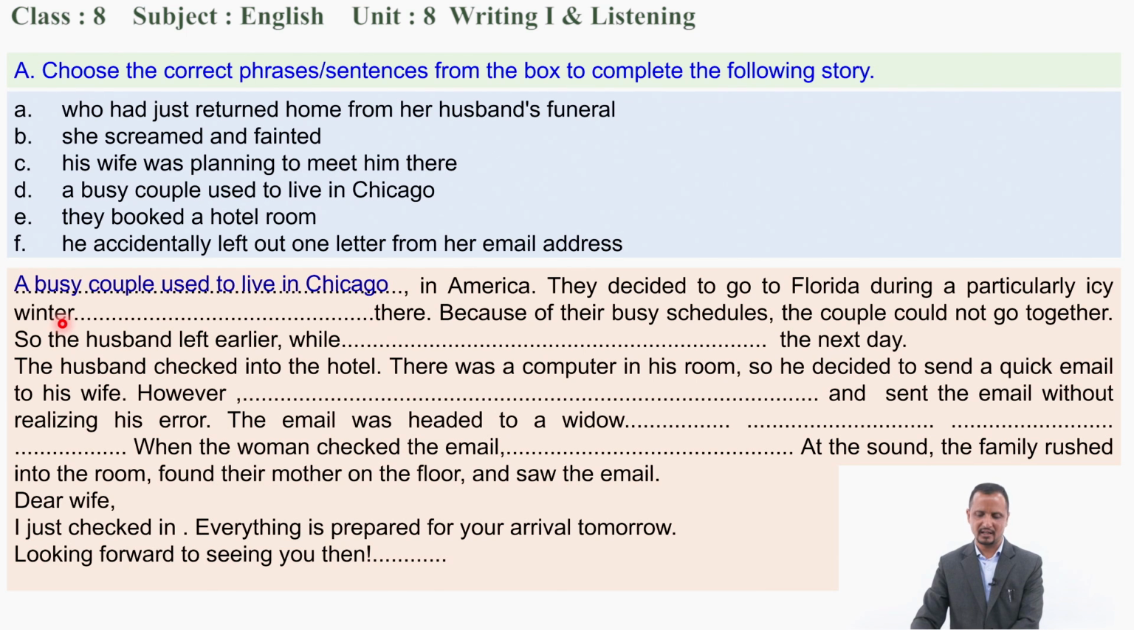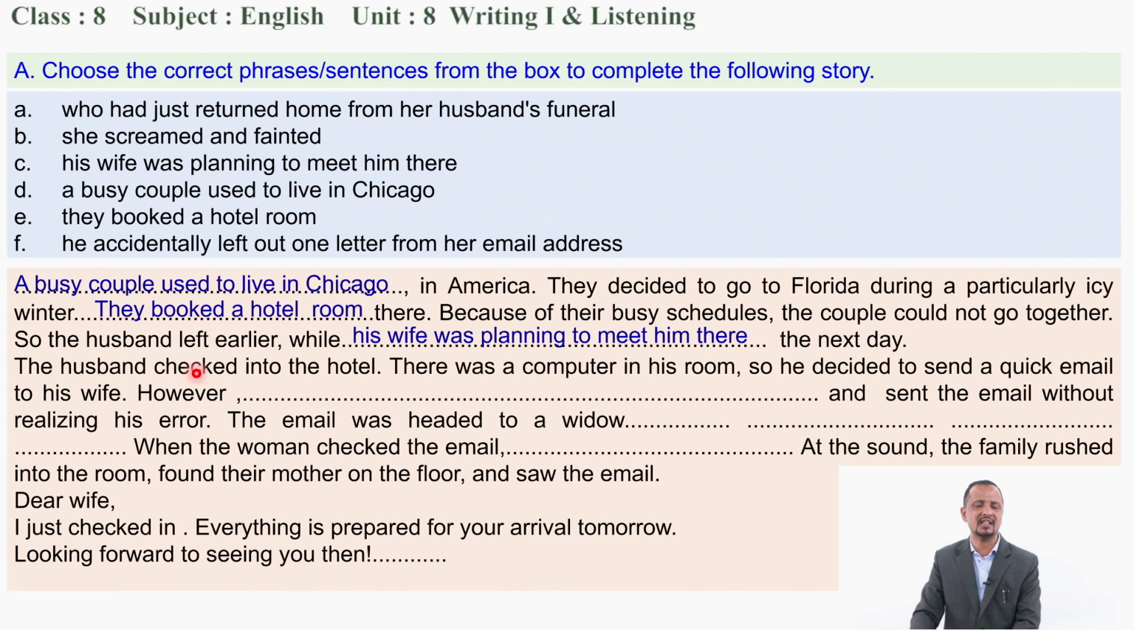Yeah, they booked a hotel room there. Hotel room they booked. Okay. Because of their busy schedule, the couple could not go together. They did not go together, right? So who went earlier? Well, the husband went earlier, so the husband left earlier. While, what could be here? His wife was planning to meet there. Is it? And they booked a hotel already, yeah? Very good. His wife was planning to meet him there next day.